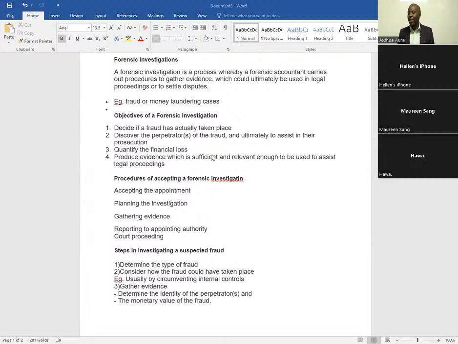And then lastly, you have to produce evidence. The other objective is to produce evidence which is sufficient and relevant enough to be used to assist in legal proceedings. So, ladies and gentlemen, amongst these objectives that I've given you, which objectives of forensic investigation will you never forget? Please try typing there.